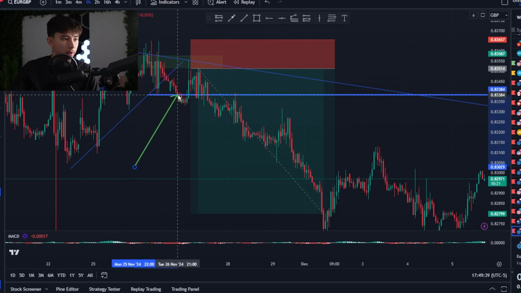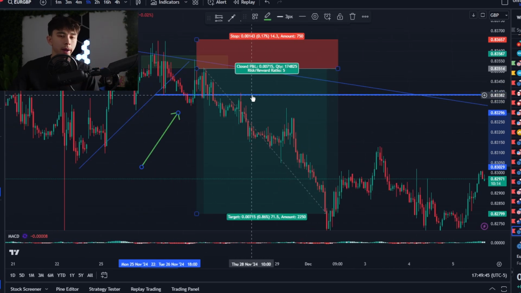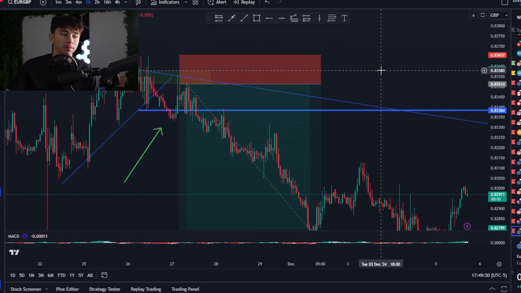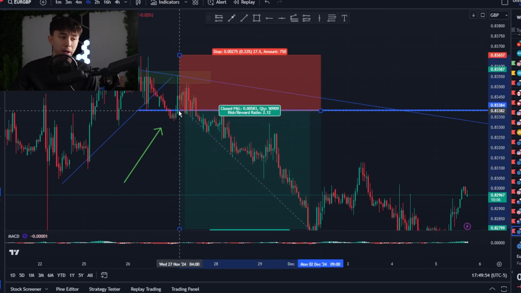We had a candle close below the blue line and then a confirmation candle here. And then all we do is wait for a pullback. Now the entry doesn't really matter too much. You could enter directly on the line if you want.